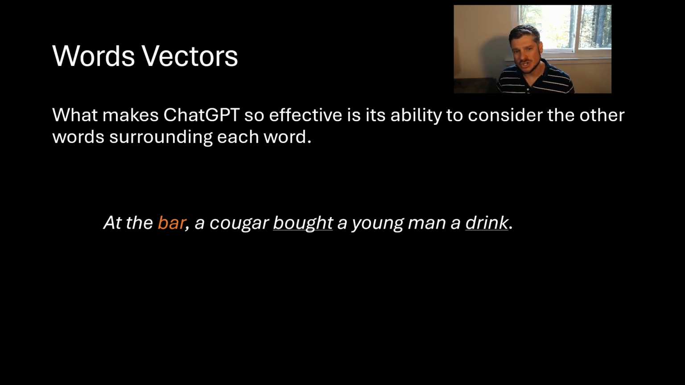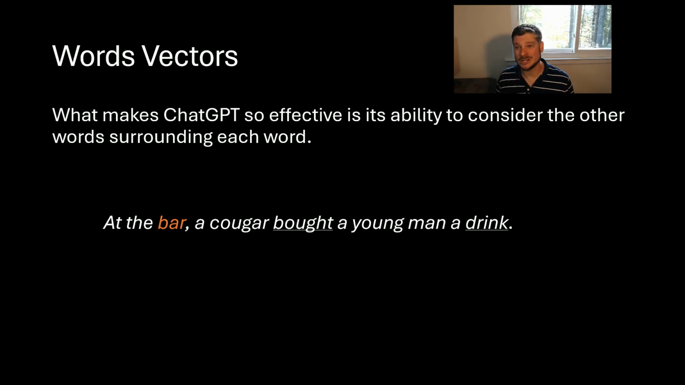But it's not just the word cougar. There's also the word bar, because bar can have multiple meanings as well. We have the bar, like a place you can go and buy drinks. We have a bar, like for construction. We have bar, like maybe a pull-up bar. We have bar, like the exam to get your degree in law. So which definition of bar do we mean?